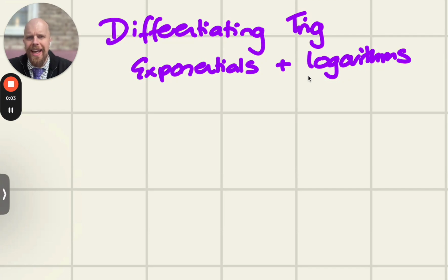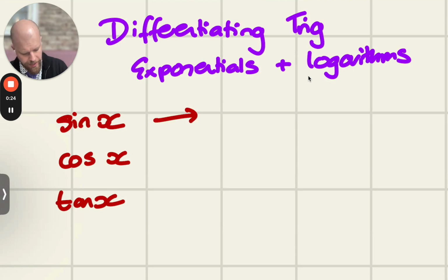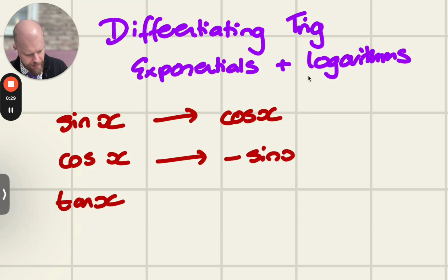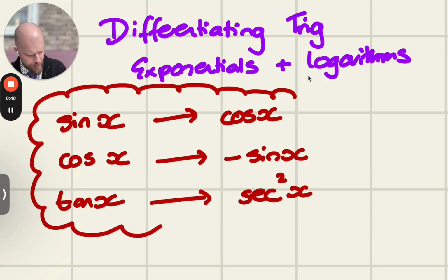In this video, we're going to be looking at differentiating trigonometric, exponential, and logarithm functions. Now, for the additional mathematics course, 0606, the trig functions you need to be able to differentiate are sine, cos, and tan. Now, it's worth memorizing these: the differential of sine x is cos x, the differential of cos x is minus sine x, and the differential of tan x is sec squared x. These are the basic differentials, obviously not using any of the rules, that you need to memorize.